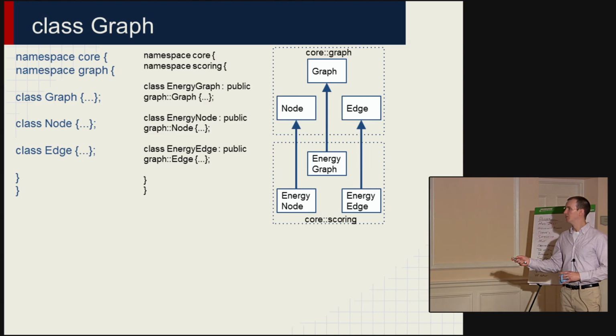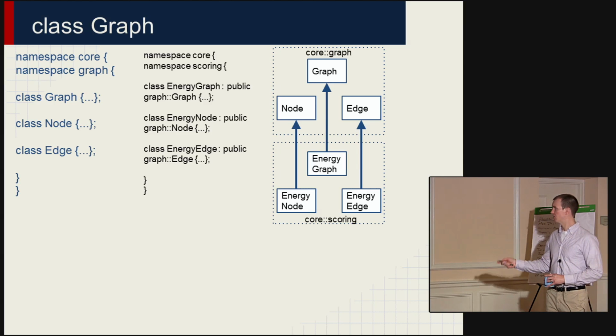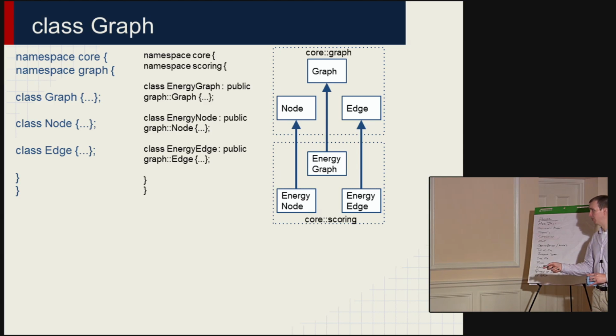And then we have derivatives of it. For instance, in core scoring, the energy graph derives publicly from core graph. The energy node derives publicly from the graph node, and the energy edge derives publicly from the graph edge. In UML, it would look like this, where the energy graph derives from the graph, the energy edge derives from the edge, and the energy node derives from the node.